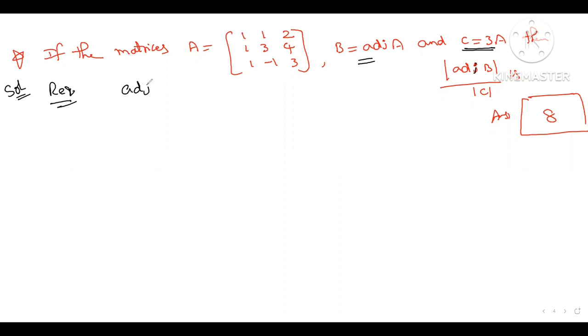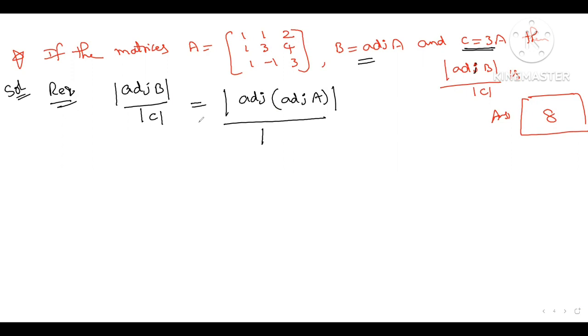Required is adjoint of B by C, which is equal to adjoint of, here B matrix placed, adjoint of A by C. The C value from the statement given is 3A, that is, 3A. Okay, we have one formula.